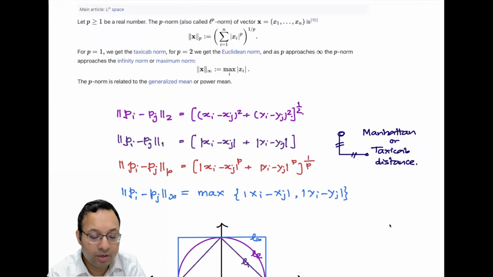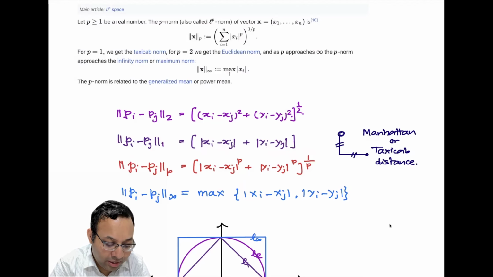You take the pth power of these two terms and then take the 1/p-th power. And for the infinity norm, you can take the limit, and whatever is larger will dominate, and then the p and 1/p kind of cancel out. So you just get the maximum of these quantities. And this is also known as Manhattan distance or taxicab distance.